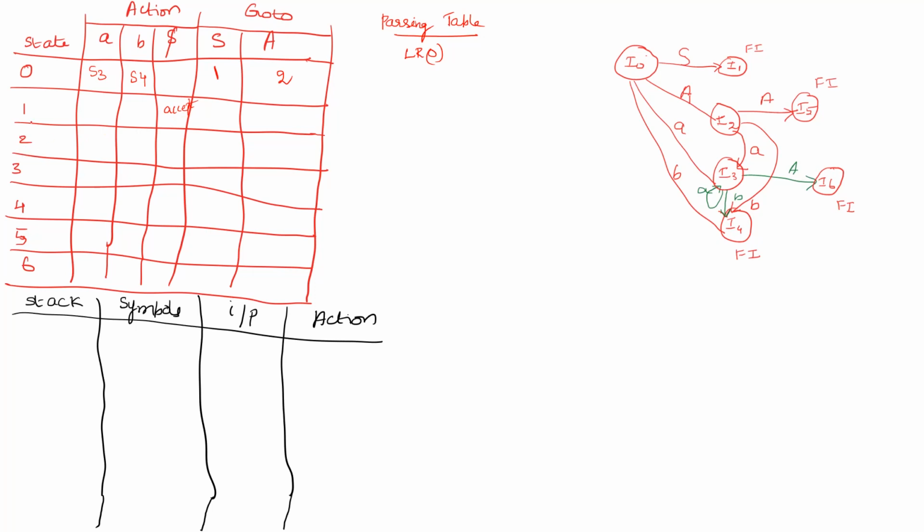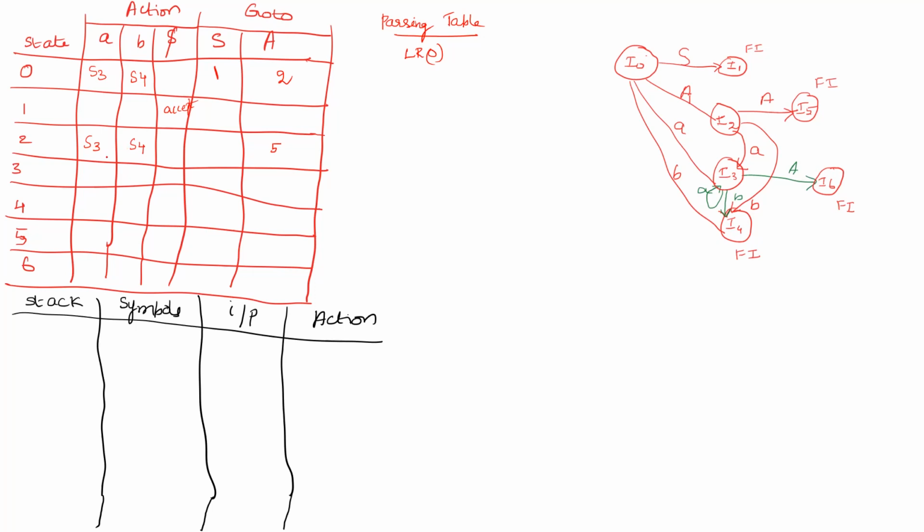Now we'll go to state 2. From state 2, when you apply capital A, it leads to 5, so here you just mention 5. Small a leads to I3, so here also you write S3. And I2 on b leads to 4, so you just write S4.